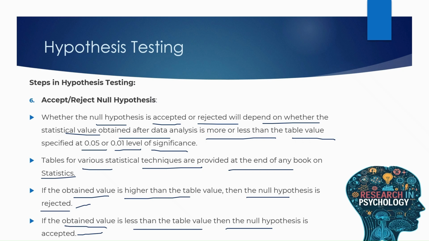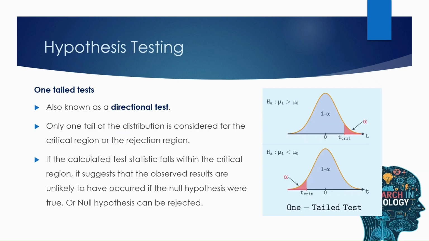All right. So these were the 6 steps involved in hypothesis testing, and this is a very important topic. All right. Next, let's see two important types of hypothesis testing. We have two types of hypothesis testing, which are called one-tail test and two-tail test. So we look at the one-tail test now.